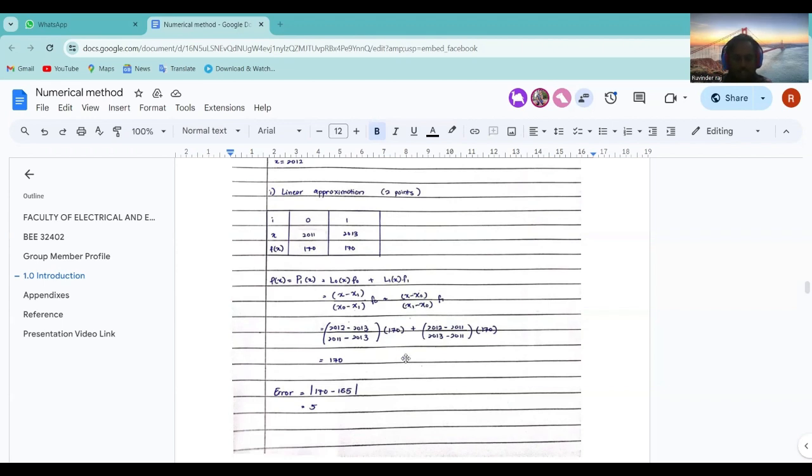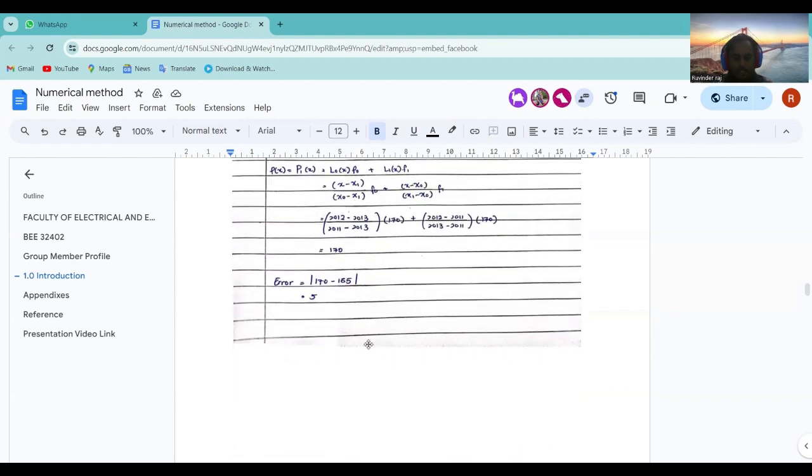And lastly, to find the error, we need to minus 170 minus 165. So the error is 5.